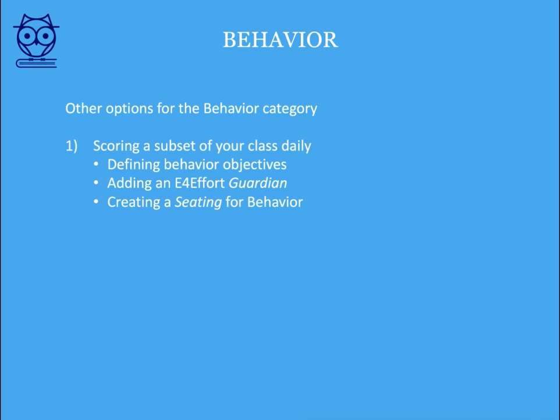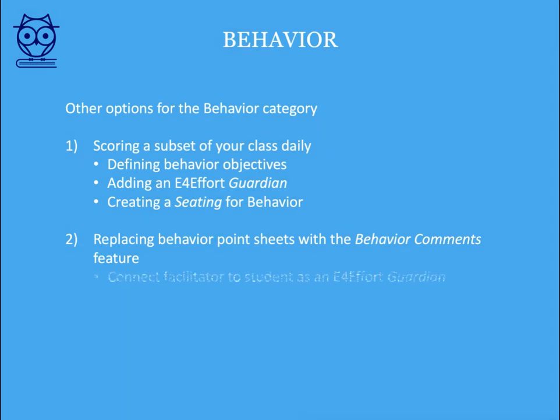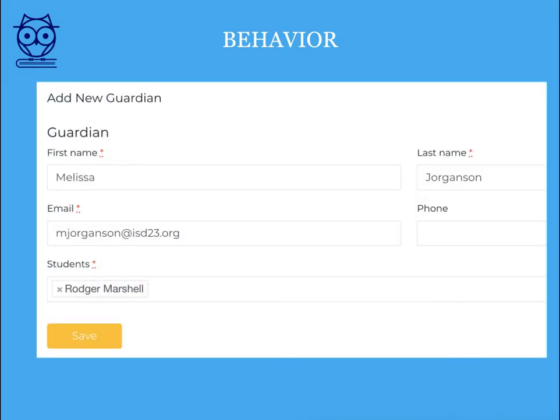Another option for the behavior category is to replace student behavior point sheets with the scoring app's behavior comments feature. First, connect a facilitator of the behavior point sheet as an E4Effort guardian of the student. The facilitator is the staff person who monitors the student's behavior points. Use the same steps to connect a guardian as those shown earlier. Here, the point sheet facilitator, Melissa Jorgensen, is being connected to the student, Roger Marshall.